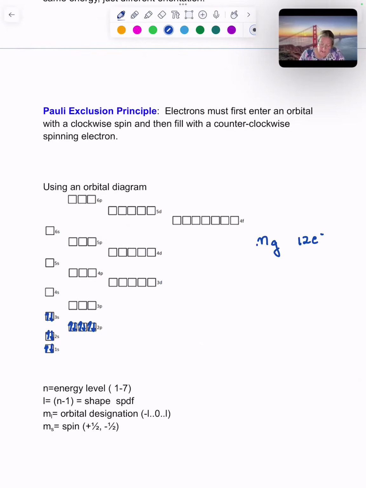So this is going to give us magnesium having a configuration of 1s2, 2s2, 2p6, 3s2.